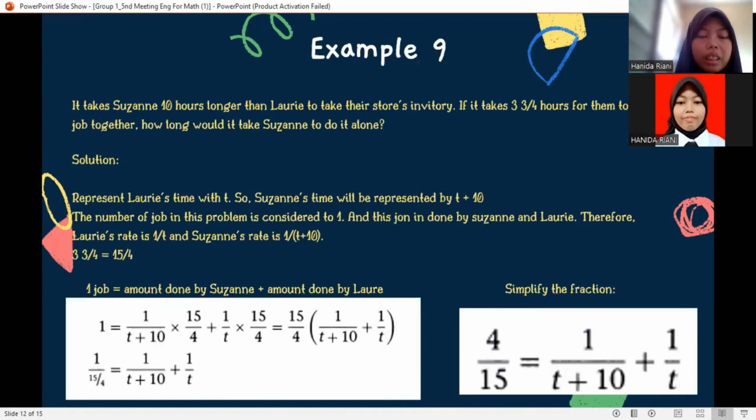Example 9. It takes Susan 10 hours longer than Laurie to take their store inventory. If it takes 3 and 3/4 hours for them to do the job together, how long will it take Susan to do it alone? Solution. Represent Laurie's time with t, so Susan's time will be represented by t plus 10. The number of jobs in this problem is considered to be 1, and this job is done by Susan and Laurie. Therefore, Laurie's rate is 1/t and Susan's rate is 1/(t plus 10).